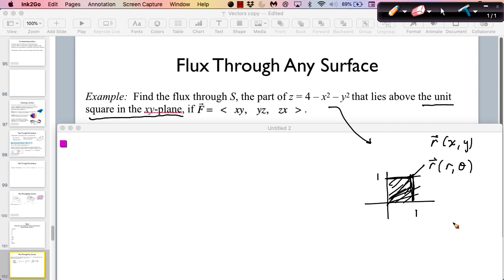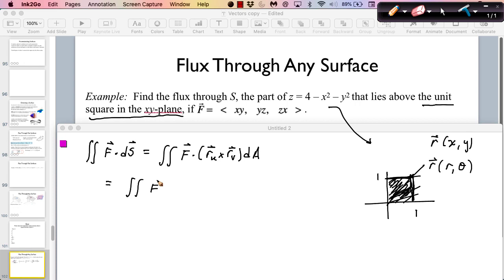Super easy, right? Unit square and x and y is the easiest possible thing you could have, right? So let's do it. Here we go. So we want to do the integral of F dot dS. What did we say that was? F dot r_u cross r_v dA.